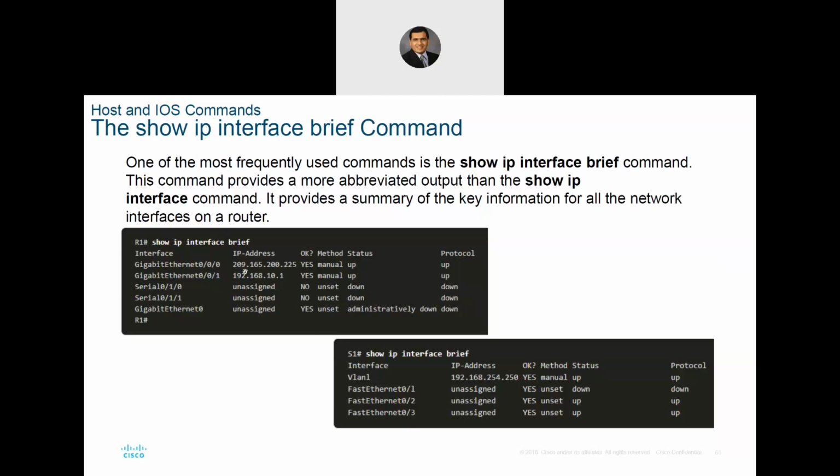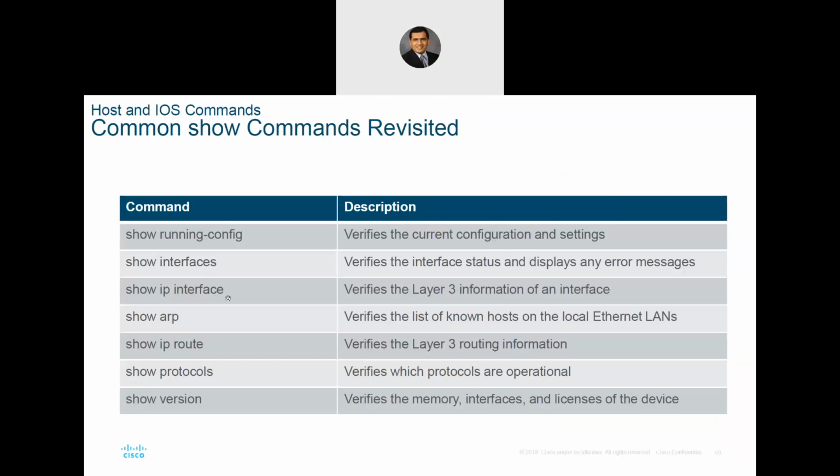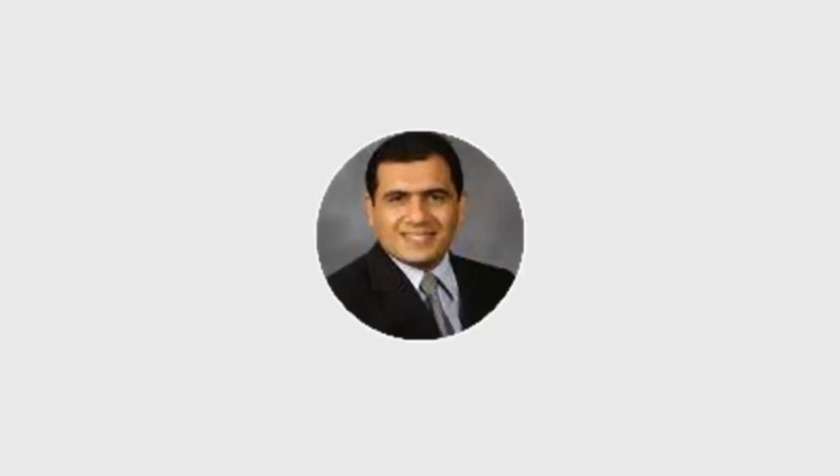This is the command that we have used a lot. Show IP interface brief. You can also just type show ip int br. It shows you on your router what the interface is, what the IP address is, and whether it is up or down.